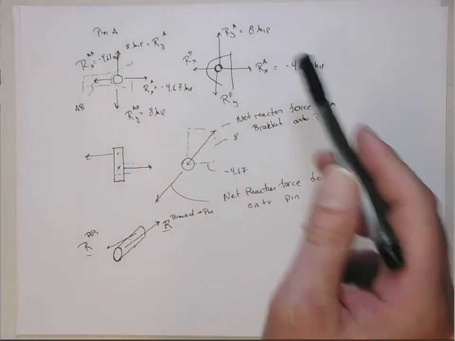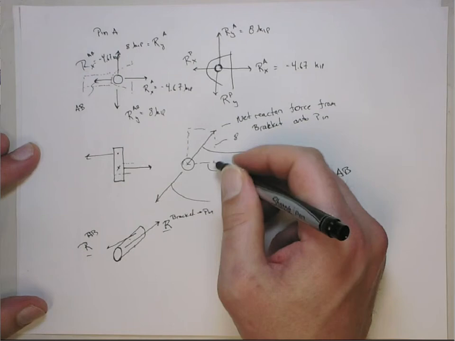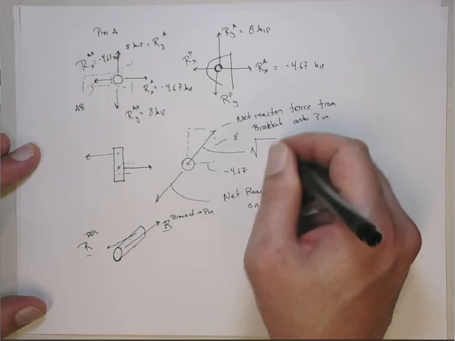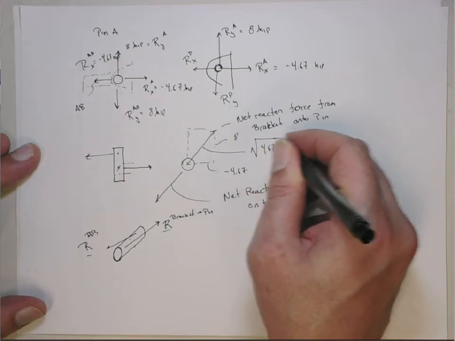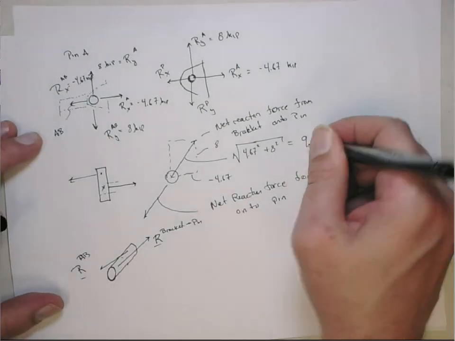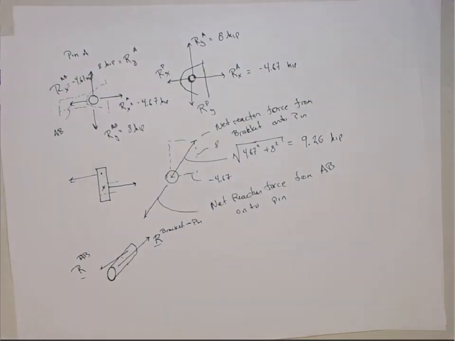So we're going to have to figure out the net component of this anyway. The magnitude of this is going to be the sum of these components squared. You can see the fact that this is a negative really doesn't matter. So this magnitude here is the square root of 4.67 squared plus 8 squared. So that total shear force acting on the pin is 9.26 kip, and I guess I should have known that would be the same force at C.